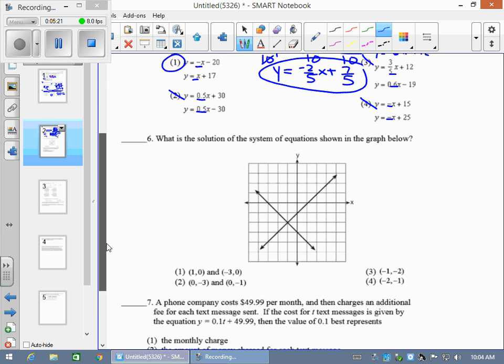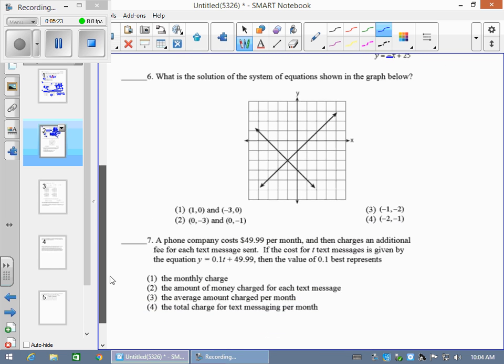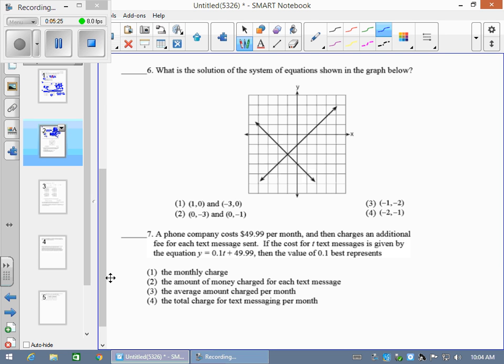Question 6 is just asking me what is the solution to the system of equations. So I'm looking for the point at which they intersect. That's over at (-1, -2), which is choice 3.